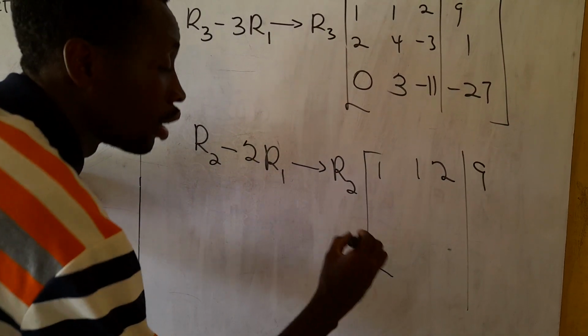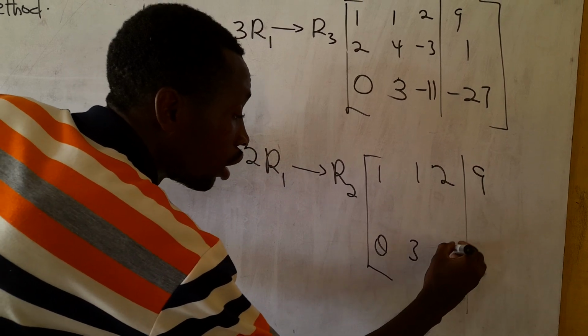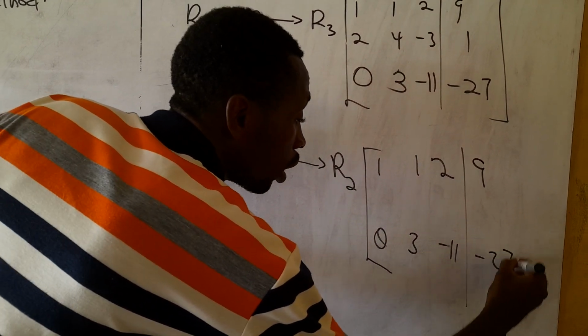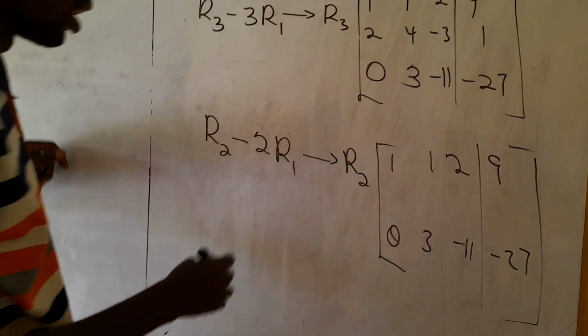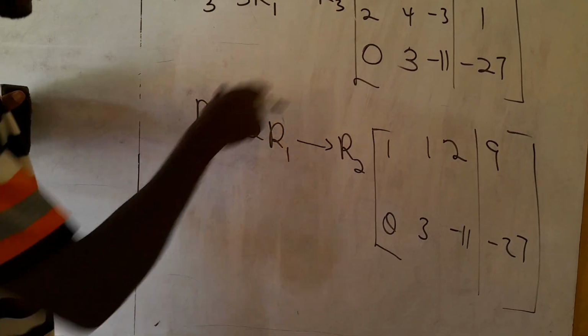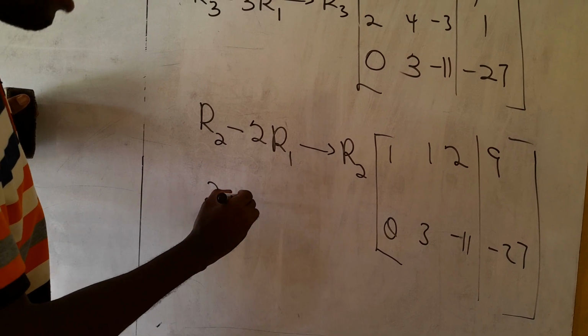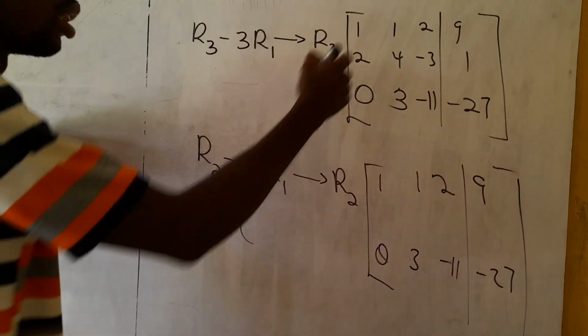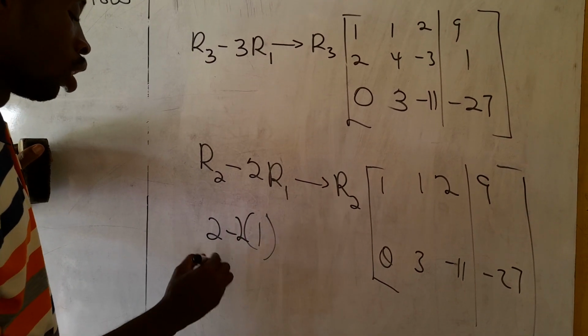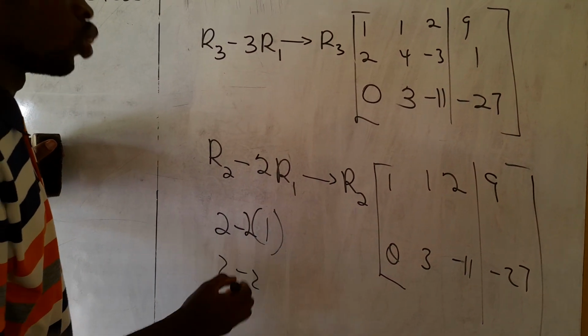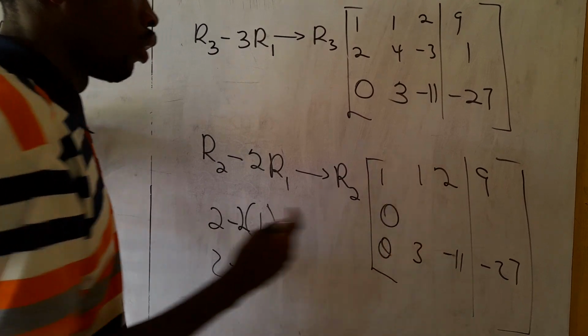I hope you are getting that. 0, 3, negative 11, negative 27. So only the middle column will be affected. So we go. What's our R2 there? It is 2. Minus 2 times, what's our R1? Our R1 is, so 2 times 1. 2 times 1 is 2. 2 minus 2 is 0. So this becomes 0.